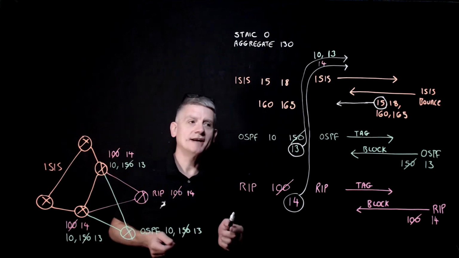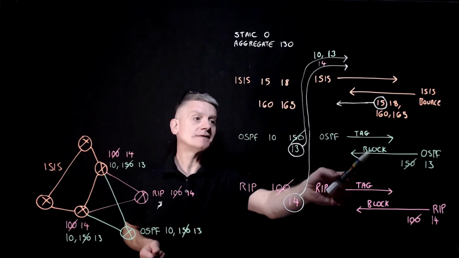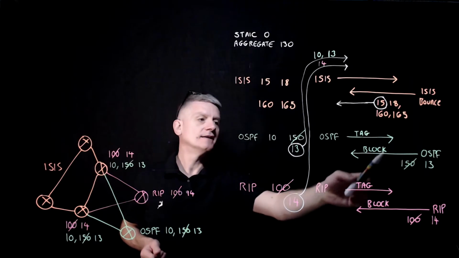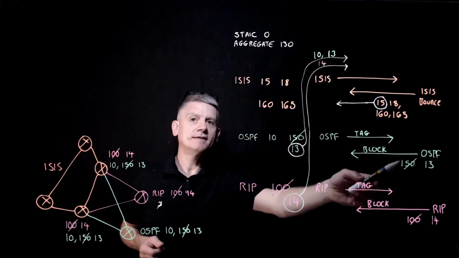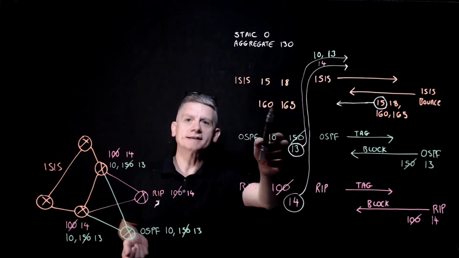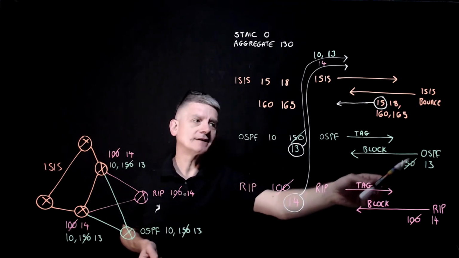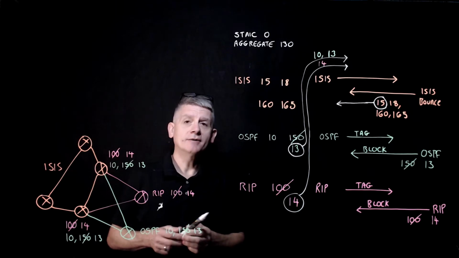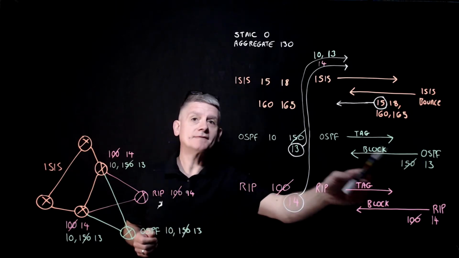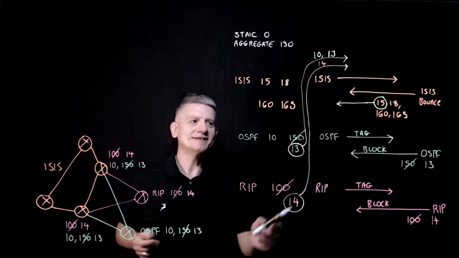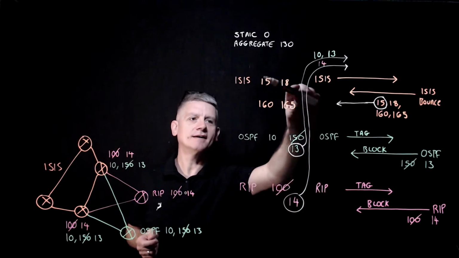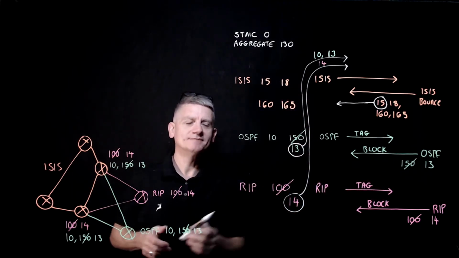In the previous screen, I pointed out that we were going to have to tag and block on the OSPF so that the external of 150 didn't remove an ISIS 160 from the table. But of course, we've actually dropped that external down to 13. So although that's true, we're going to have to tag and block for an entire host of reasons here, because the 13 will remove all sorts of routes.